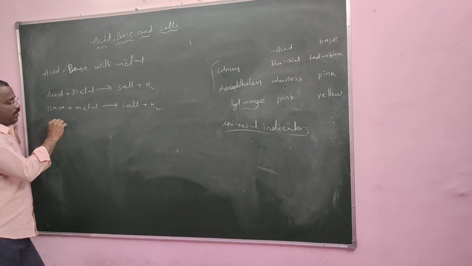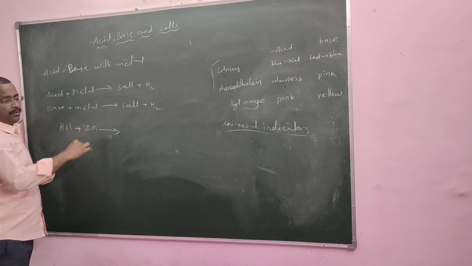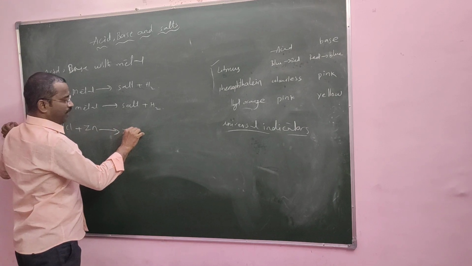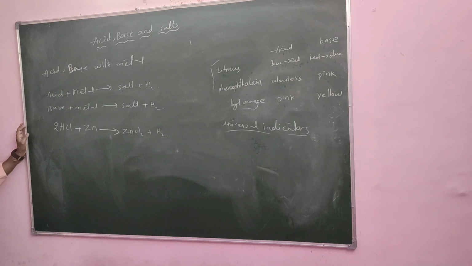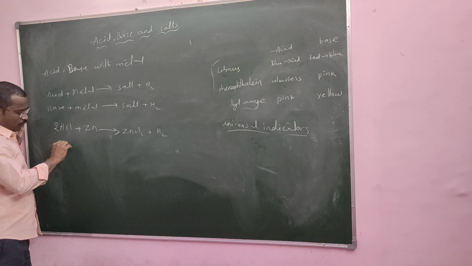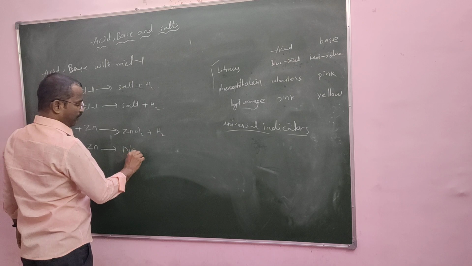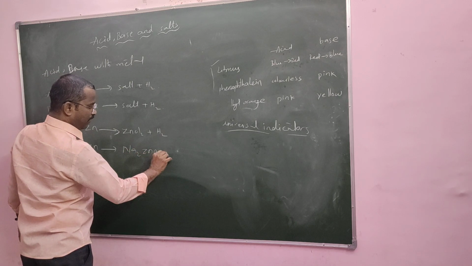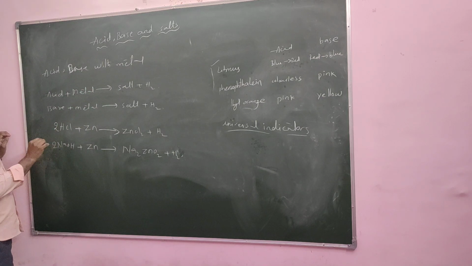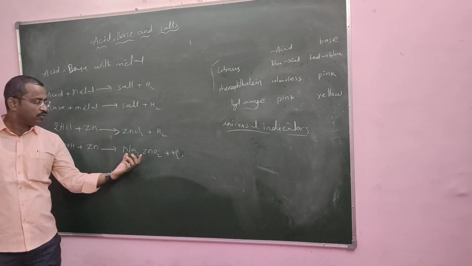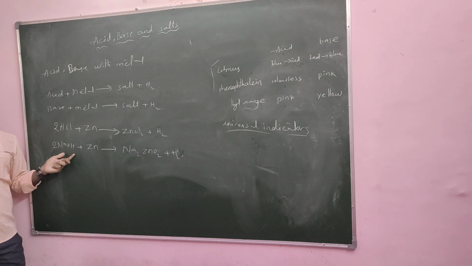Now you can take an example. Hydrochloric acid is an acid. Take zinc as a metal. It produces ZnCl2 plus H2. So it has a balanced equation. And let's take the other one, NaOH plus Zn. It forms Na2ZnO2 plus H2. And when you write it, it is 2NaOH. This is called sodium zincate, zinc chloride, hydrogen, hydrochloric acid, sodium hydroxide.